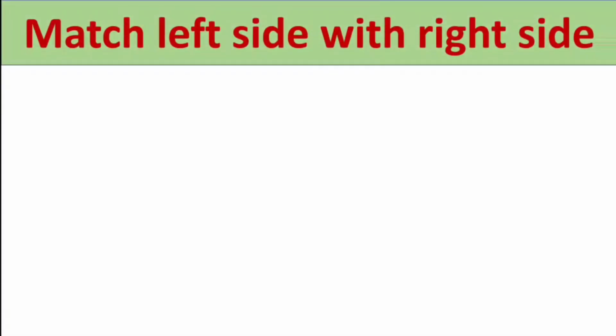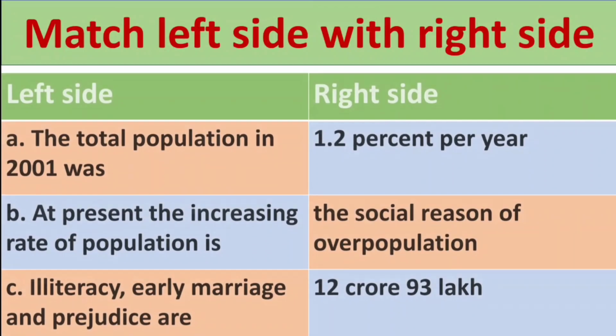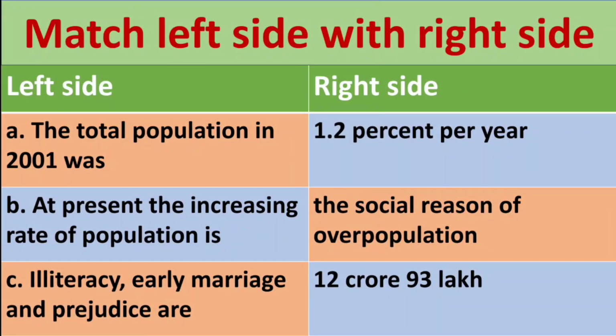Yes. Now, we will be doing matching. With the left side, we will match the right side. So in A, what is there? The total population in 2001 was, with this left side half sentence, you have to match from the right side. So can you guess which one is matching? Very good. So see, it's going that the total population in 2001 was 12 crore 93 lakh.